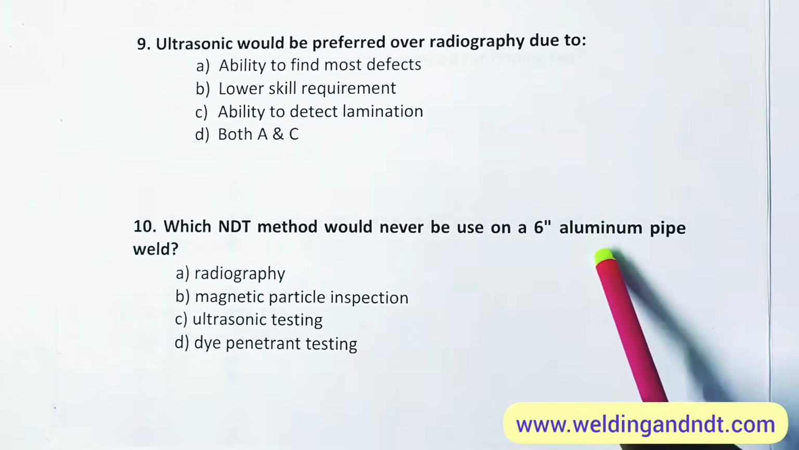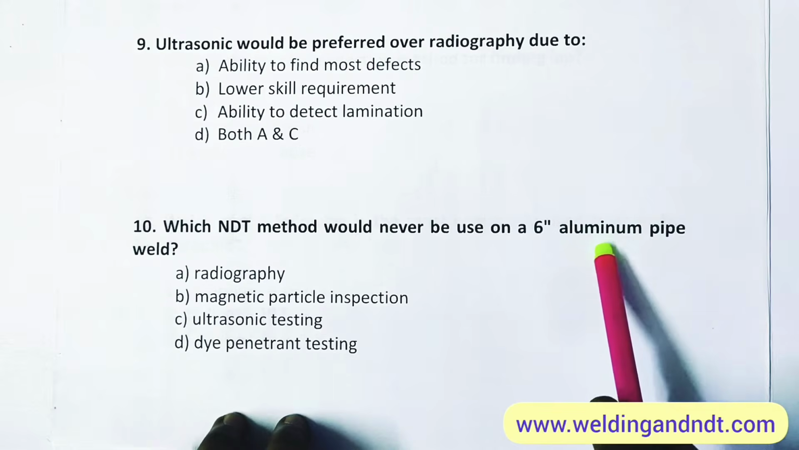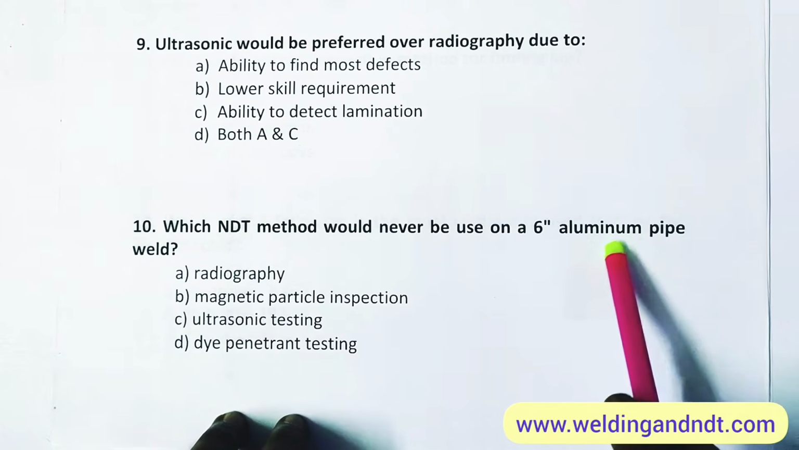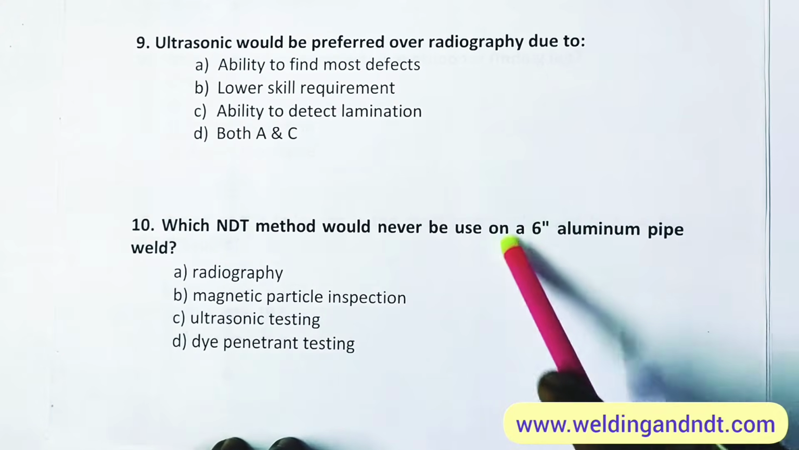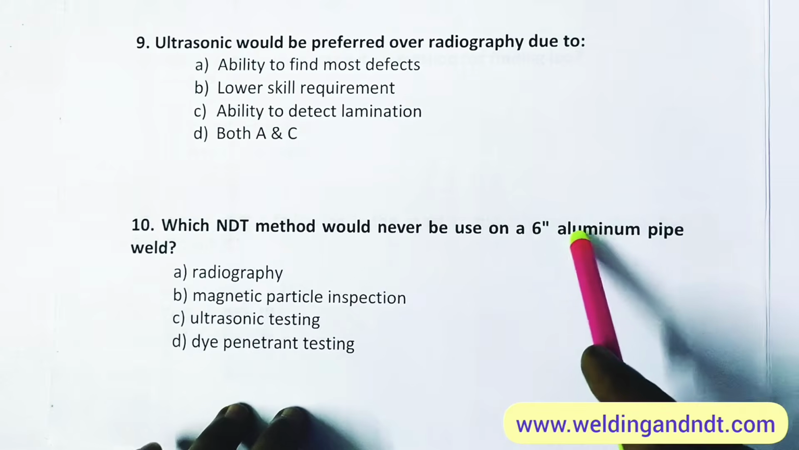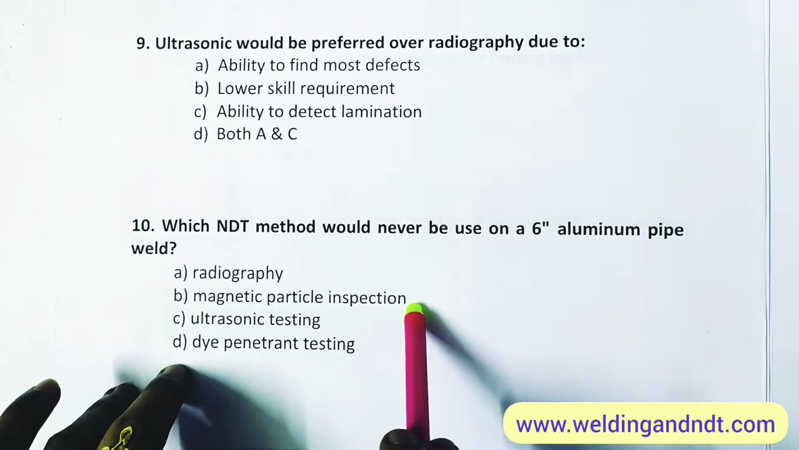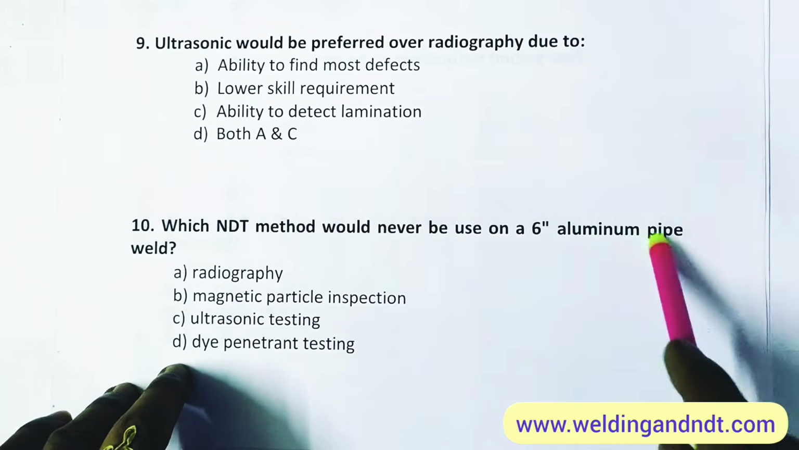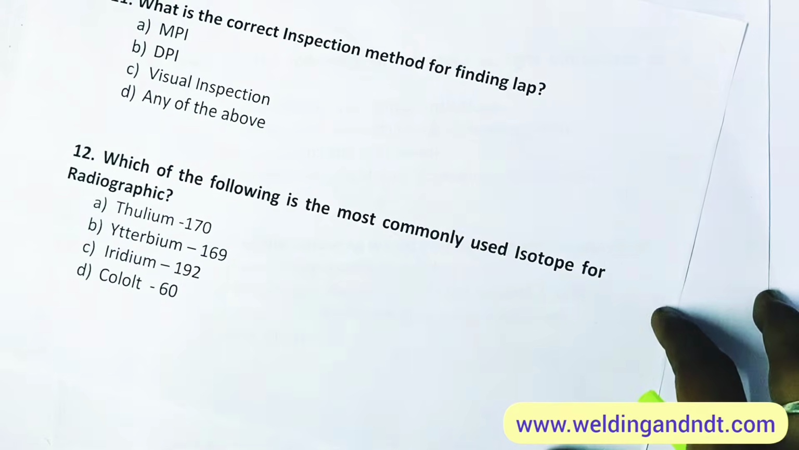So in my video lecture series I had told you that non-magnetic items, non-ferromagnetic items like aluminium and austenitic stainless steel, cannot be checked with the help of magnetic particle inspection. Hence this 6-inch has no significance. If aluminium is mentioned, we can straight away give the answer that it is magnetic particle inspection. With the help of magnetic particle inspection we cannot check aluminium. So the answer will be B.